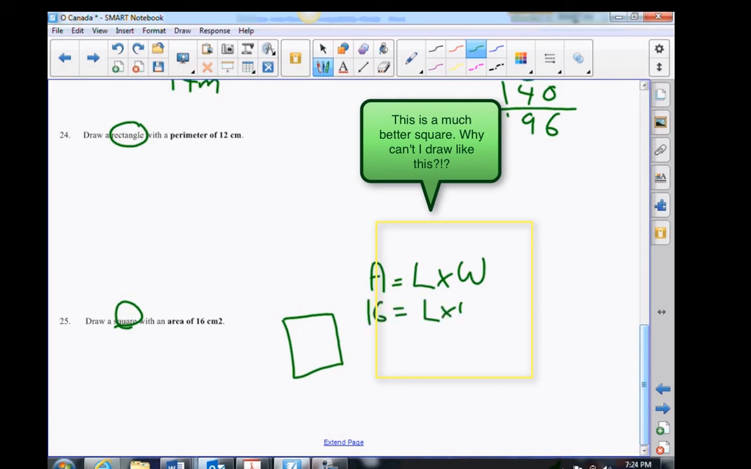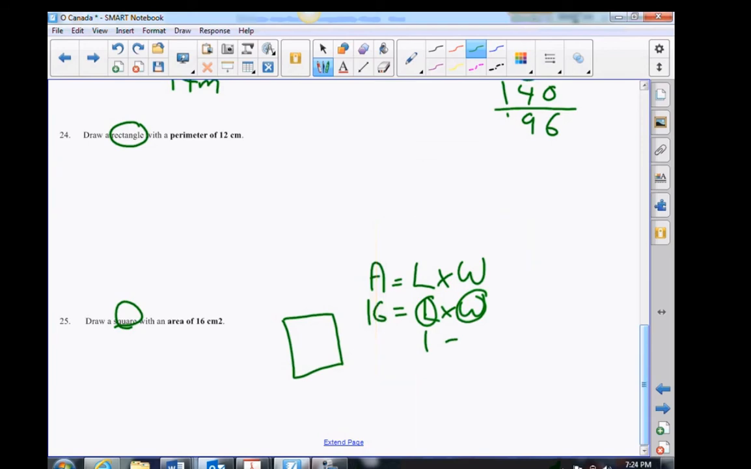I need two numbers then that are the exact same that will equal 16. I'm going to have to go to my Rocket Math, what two numbers that I've been studying that I know equal 16 that are the exact same. I know that 2 times 8 equals 16, but that doesn't work because those aren't the exact same. I need two numbers that are the exact same. Well, they are 4. 4 times 4 equals 16.